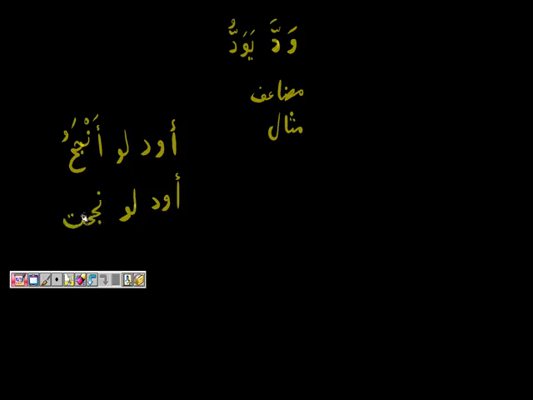Awaddu law najahtu. I wish I had succeeded. So this would be awaddu law anjahu, I wish I would succeed. Awaddu law najahtu, I wish I had succeeded. The law, to remind myself, the law is what? Law is a conditional. So it's literally if. But here it gives the meaning of an infinitive. I wish that, or I would like for this to happen.